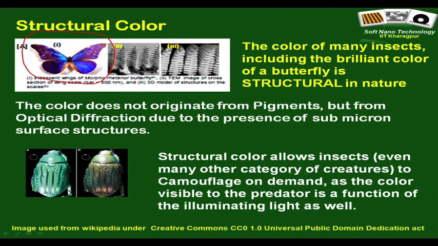Again, as I have said, in the animal kingdom or in the lower strata of life, many functionalities are attributed either to cloaking, so that you are not endangered. You can hide from somebody who is trying to eat you up or attack you, or you can also hide when you want to attack somebody. And structural color allows insects, and even many other categories of creatures, to camouflage on demand, as the color visible to the predator is a function of the illuminating light as well.